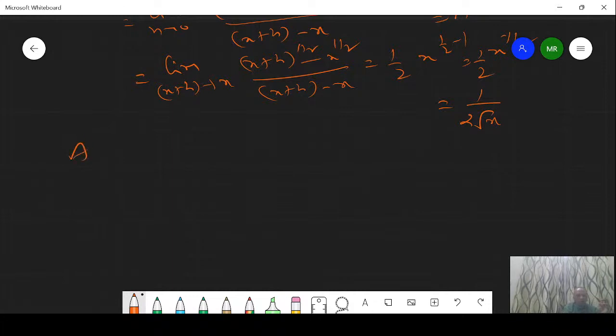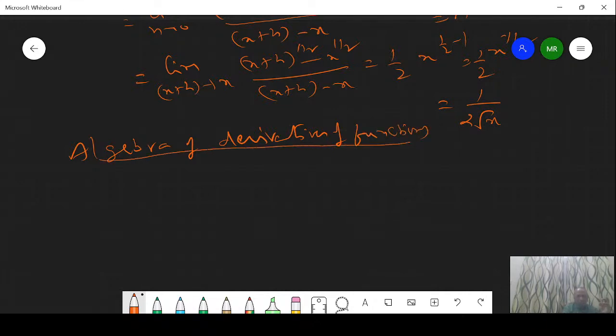Algebra of derivatives of functions. Algebra means, suppose they are giving two functions, addition, how to find the derivative of that? Difference of two functions, product of two functions, how to find that? Or quotient of two functions, how to find that?